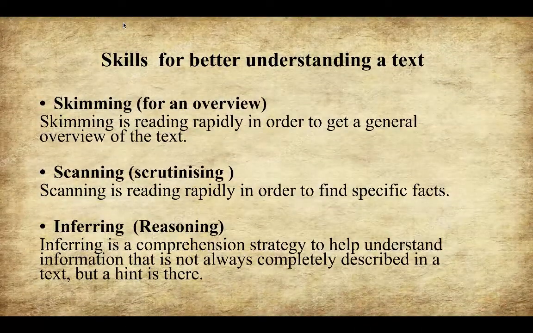Skills for better understanding a text. Skimming for an overview. Skimming is reading rapidly in order to get a general overview of the text. Scanning or scrutinizing, so you can scan to find particular specific facts. And then inferring is a comprehensive strategy to help understand information that is not always completely described in a text, but a hint is there.